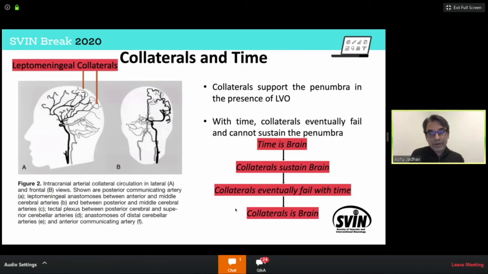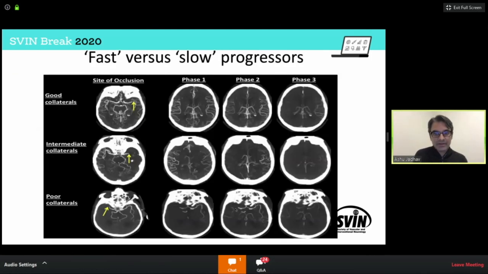So for example, you could have very moderate collaterals, but still be a slow progressor, or sometimes even poor collaterals and be a slow progressor, likely related to high ischemic tolerance. But nonetheless, we do tend to think about this as a collateral-driven phenomenon, at least in the way we talk about these patients.